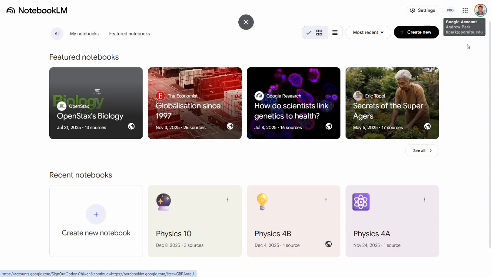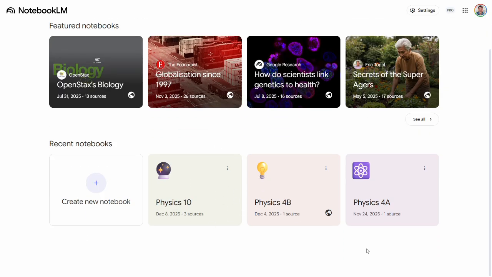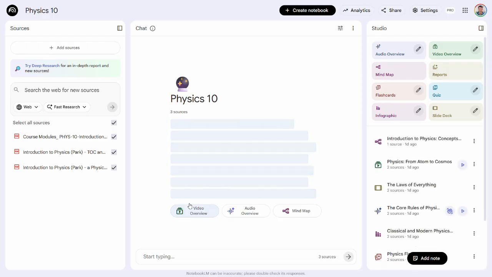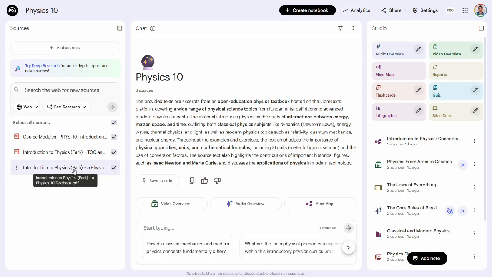So, within my Google account, this used to be my free Google account. I had to start paying for it so that I get the NotebookLM pro features. I started playing with Physics 4A and 4B. These classes have the advantage that I have a full set of lecture transcripts. For this class right now, I don't have a full set of lecture transcripts, and I don't have a full set of lectures. What we do have is the textbook. So into the sources, I put in the textbook. I put in the course module structure so that the AI knows how the textbook fits into the course structure.